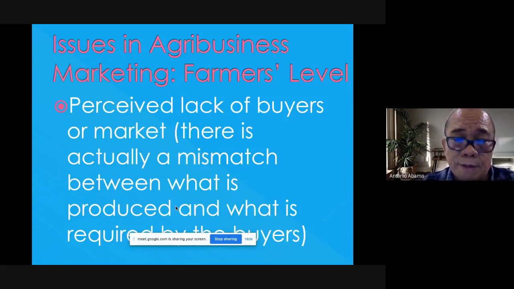So that's something else. These are activities that are creating a disconnect between the market and the producer.